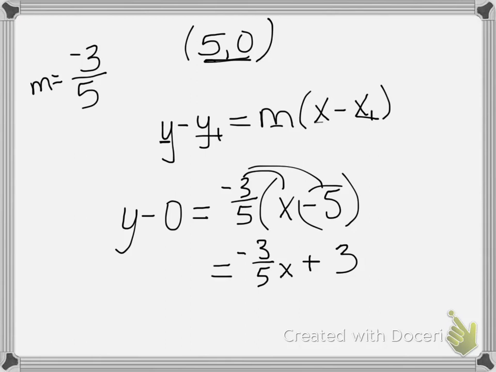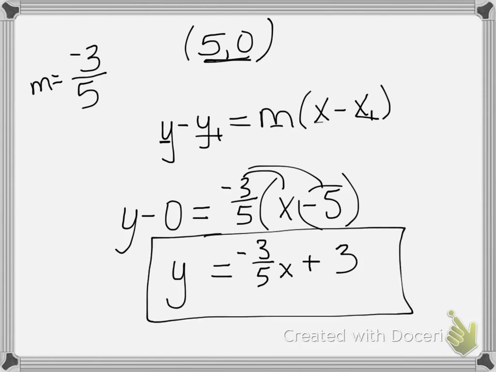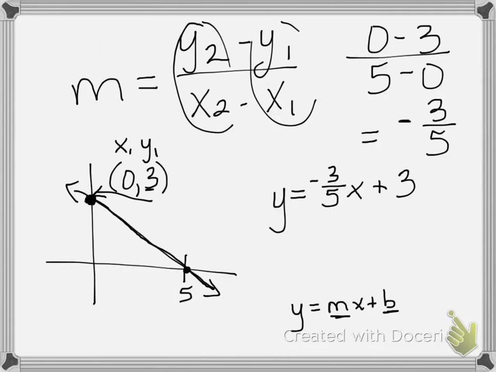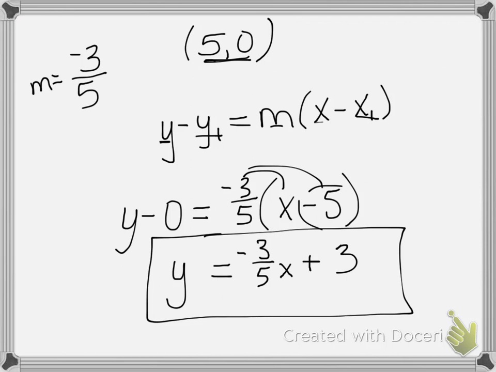Equals, well, y minus 0 we know is just y. Look what happened here. We used point-slope form and solved it out to get slope-intercept form, and it happened to be the exact same as what we had here. Y equals negative 3/5 x plus 3. So that's 2 different ways of writing an equation using the same information or maybe a little bit different information.